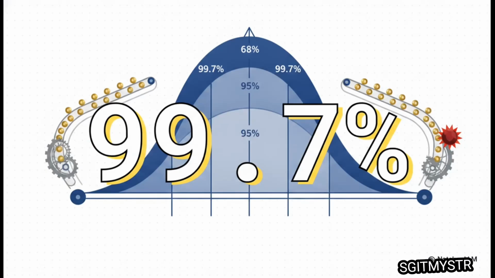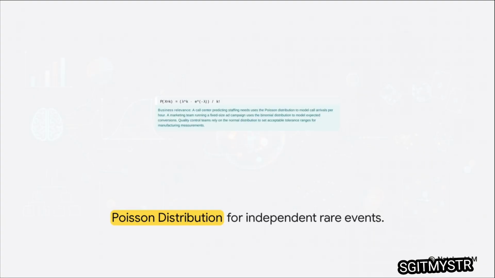And here is the golden rule for normal distributions, the 68-95-99.7 rule. This means 68% of your values fall within one standard deviation of the mean, 95% within 2, and a massive 99.7% of all your data falls within just 3 standard deviations. If you're running a manufacturing plant, this sets your ultimate tolerance range for quality control. Anything outside of 3 standard deviations is an extreme anomaly. But, as we know, the world isn't always a perfect bell curve.